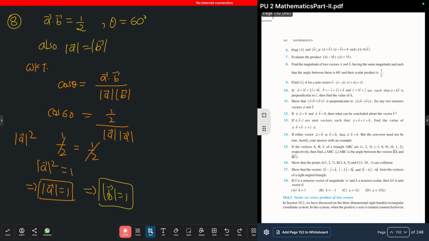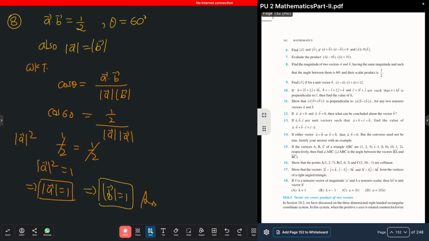Answer: they are saying find the magnitude of the two vectors. I have found the A vector magnitude is 1 and the B vector magnitude is 1. It means A and B both are unit vectors, because whenever the magnitude comes 1 unit, they are unit vectors. Solved: 1 and 1. This chapter is very easy because everything is given in the question. You just have to understand and apply. Scalar product means A dot B is given; same magnitude means mod A and mod B are equal.